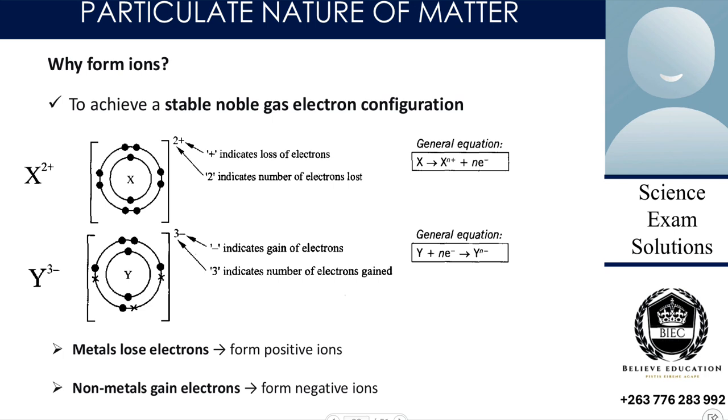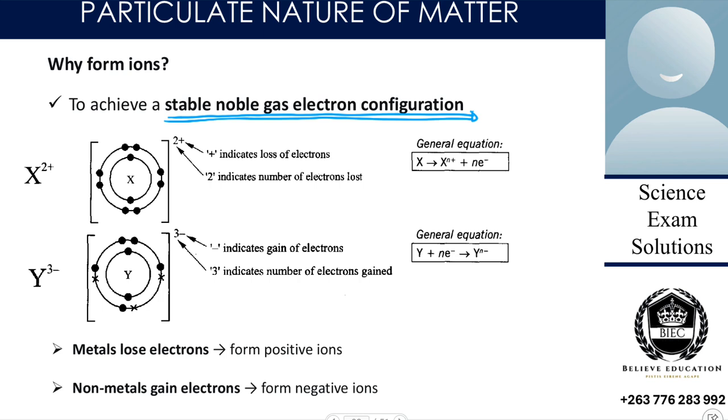So the question is, why form ions? Why is it that atoms have a strong desire to form ions? The main reason is so that they can achieve a stable noble gas configuration. Are we together? A noble gas configuration is a configuration where the electrons have no motive to move, because the number of electrons in the outermost shell is complete.